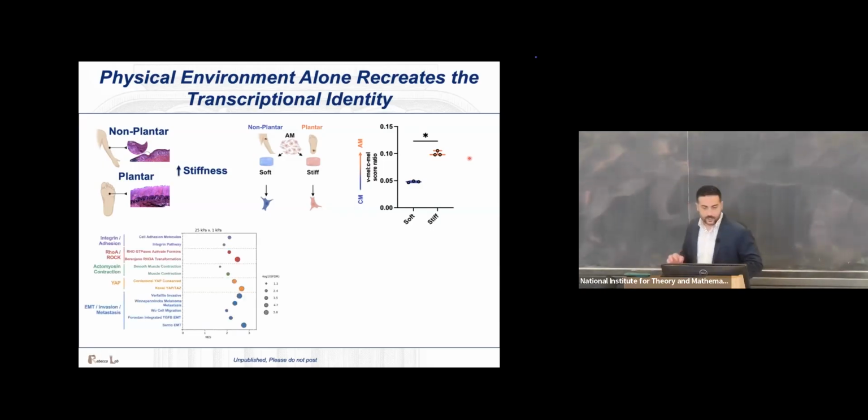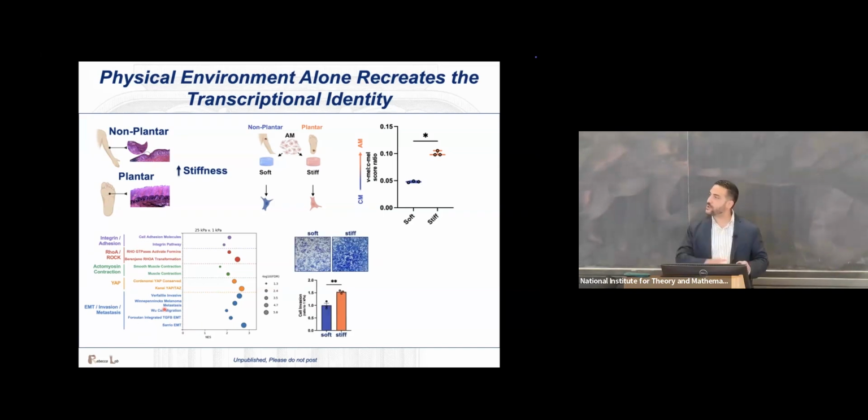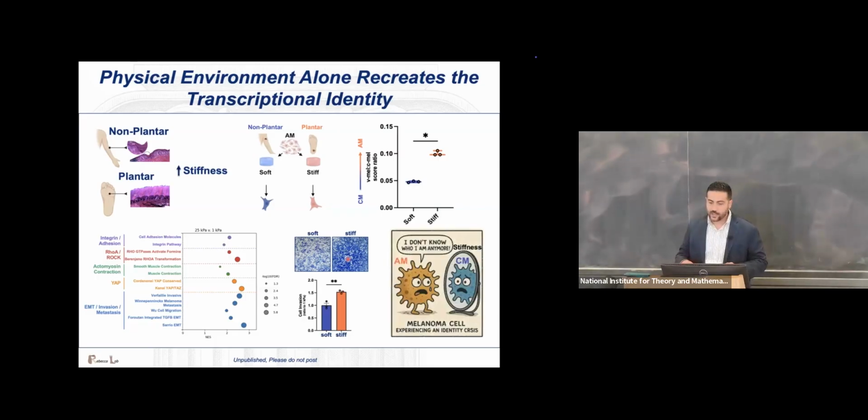Also, when we look at other gene sets that are enriched, we find things that have been published before. We see increases in adhesion signaling, Rho GTPases, actin-myosin contraction, YAP activity, as well as programs associated with melanoma metastasis and invasion. This is also functional, because when we prime these melanoma cells on soft and stiff matrices, we see that they are functionally more invasive when tested in Boyden chamber assays. All to say, stiffness appears to be one of the key regulators of that human acral melanoma cell identity in the plantar skin microenvironment.